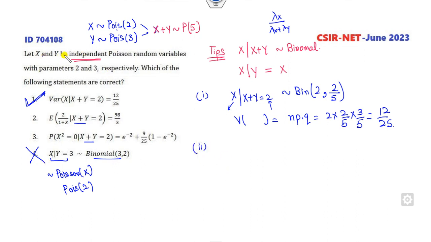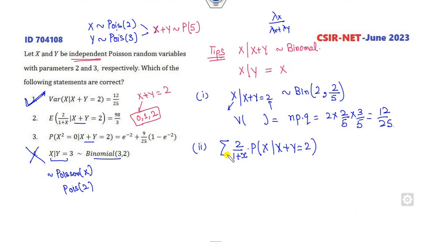Now look at the second portion. Since x and y are independent, how can you find the mean of 2 over x plus 1? So I can write this number as 2 over this into the probability of x plus y equal to 2. That is the meaning of this, because this is a random variable of x. This is a function of x. Now you can vary the value of x. So you have to choose the value of x such that x plus y will be 2. So the possible answer of x is either 0, 1 or 2.